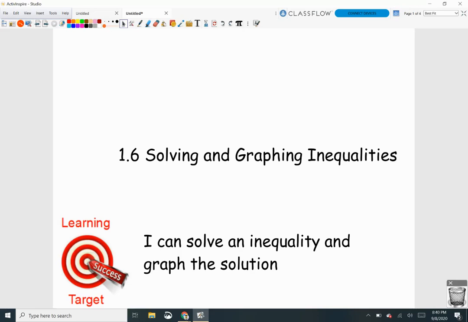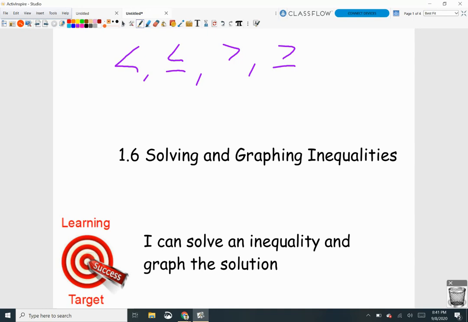So solving an inequality is very similar to solving an equation. The majority of the steps are the same. There's just a couple little differences that you need to be aware of before you get too far into them. The difference between an inequality and an equation is that in an inequality, your answers use the inequality symbols. We've got less than, less than or equal to, greater than, or greater than or equal to, and we'll talk a little bit more about those in depth.